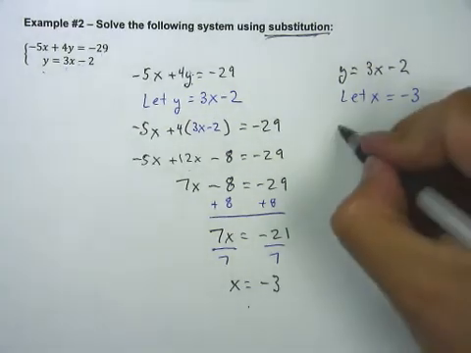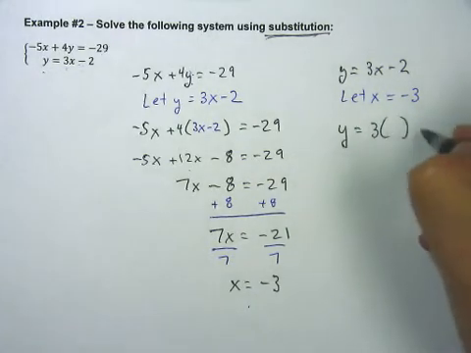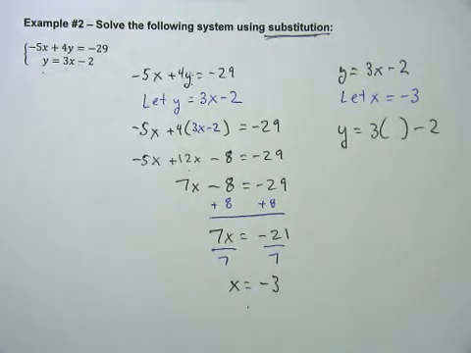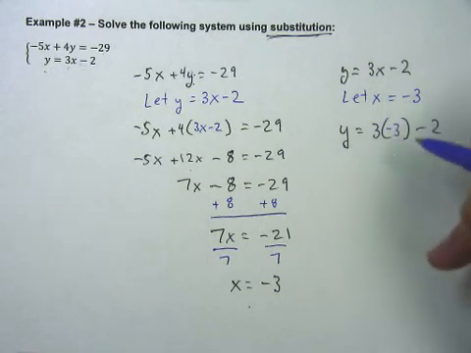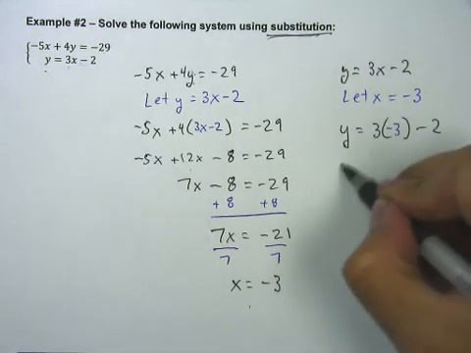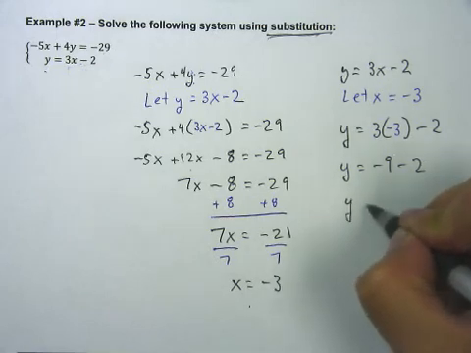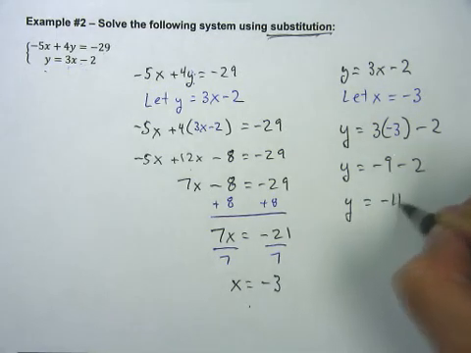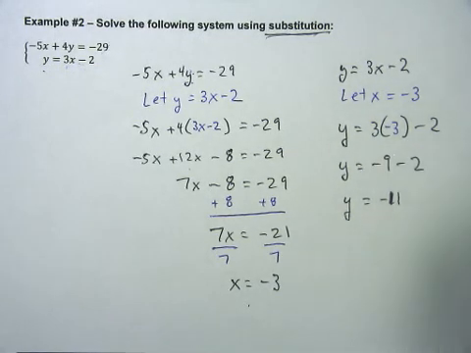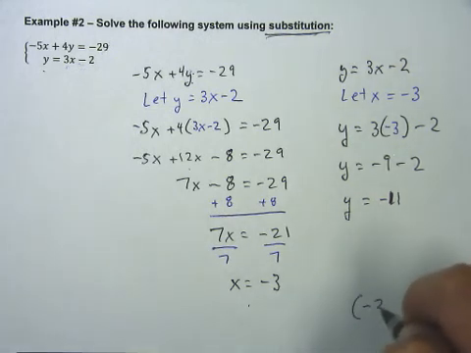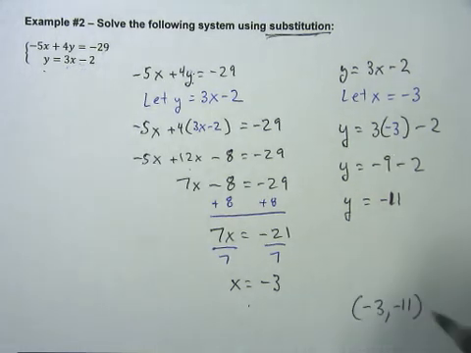And I'm going to replace my x with negative 3. So put negative 3 in. And we get y is equal to negative 9 minus 2, which is y is equal to negative 11. So this means that our solution is the ordered pair negative 3 comma negative 11.